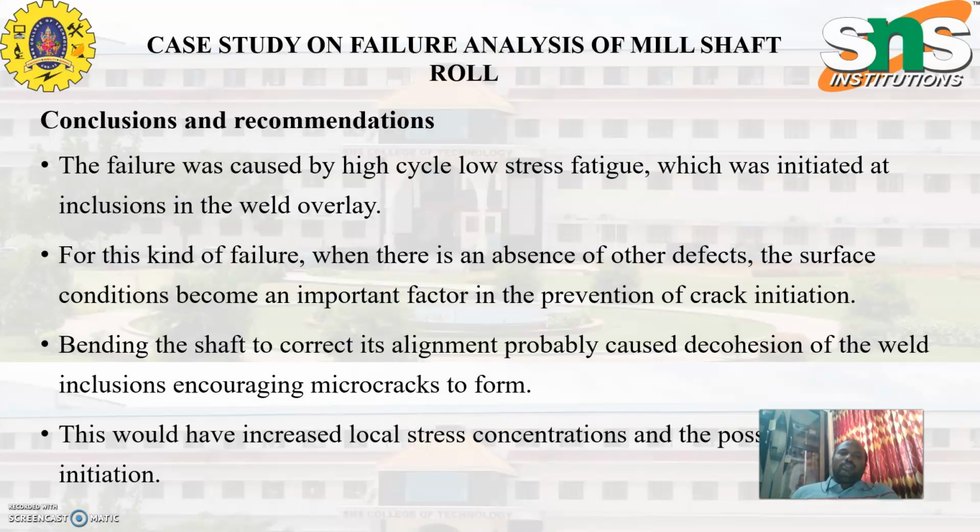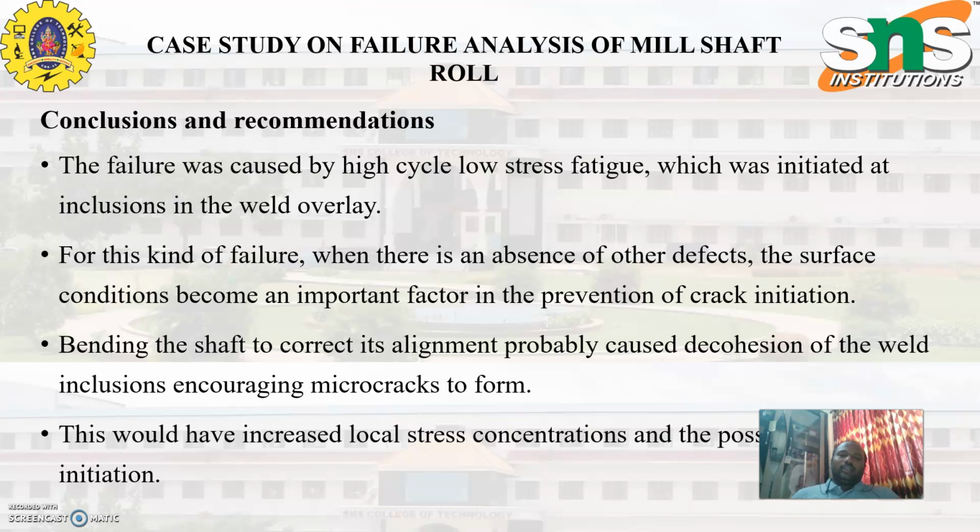So the conclusion is that this failure is mainly due to high cycle low stress fatigue, which initiated at the inclusions in the weld overlay. Both the fatigue range and the inclusions play the major role here. There is another type of fatigue, which is low cycle high stress fatigue. Here, in the absence of other failures, the surface condition is an important factor for crack initiation, and in this case there are some flaws in the weld overlay.